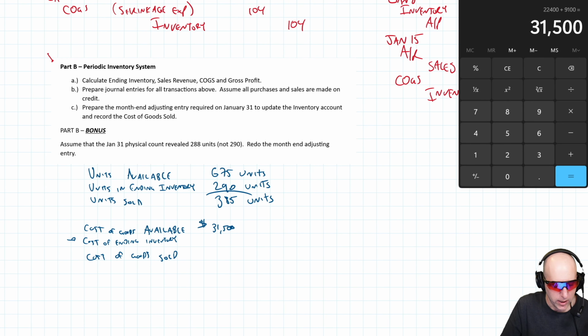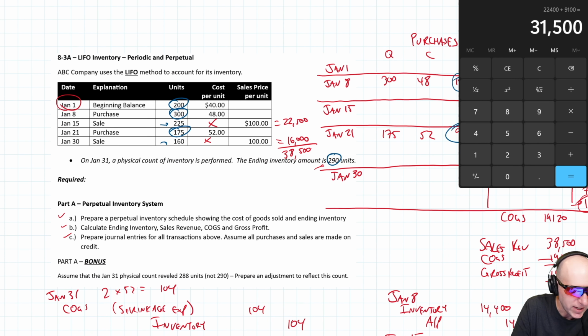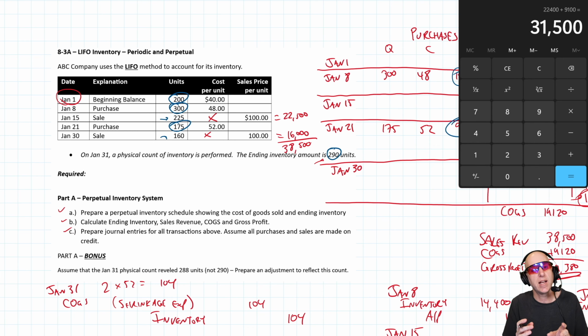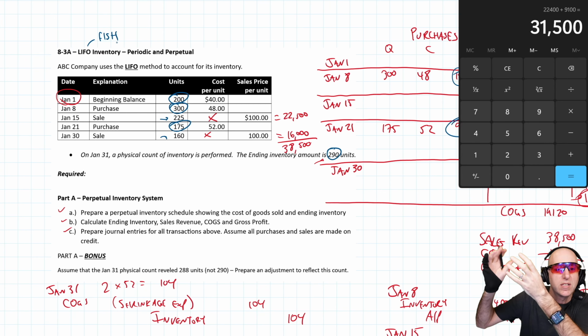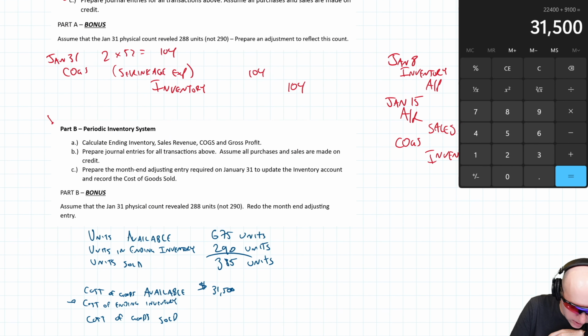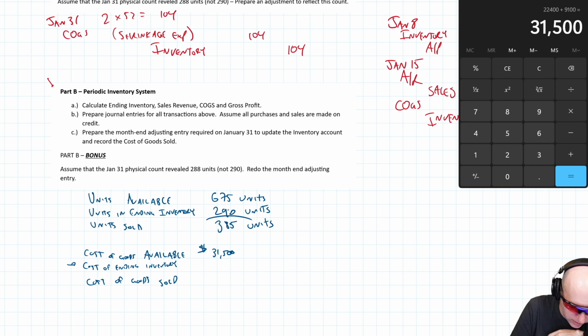Cost of ending inventory. This is the tough one, and this is where I use the funny acronym. When we did FIFO, I said LISH, last in, still here. With LIFO, the acronym I use to help me with this is FISH, first in, still here, right? And last in, first out means we're getting rid of all our new stuff. Well, our old stuff is still here. So how many units are still here? And the ending inventory is 290 units.